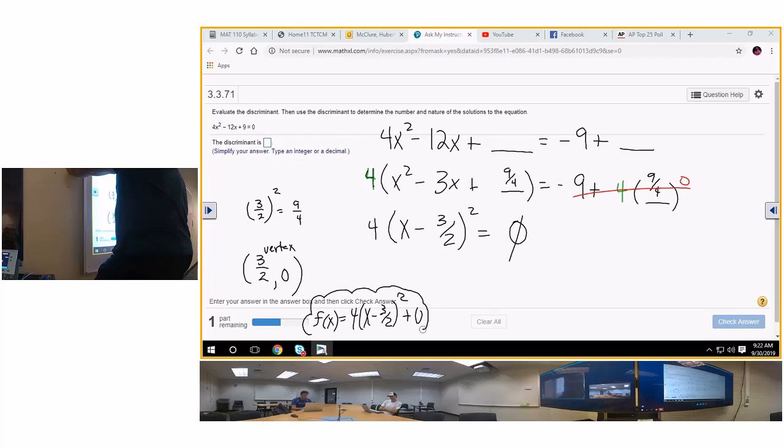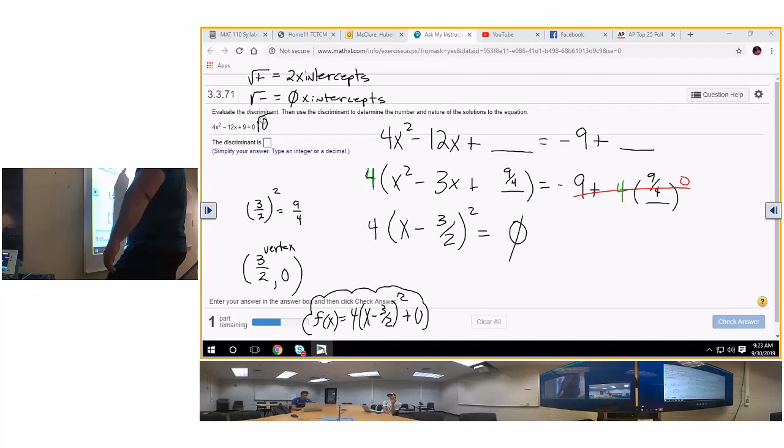The discriminant is 0. What did I tell you the other day? If your discriminant is positive, how many intercepts do you have? 2. Okay, or 2 solutions. If it's negative, you have what? 0. No x-intercepts. And if it's 0, you have 1 x-intercept. That means that the parabola is sitting on the what? It's on the x-axis.